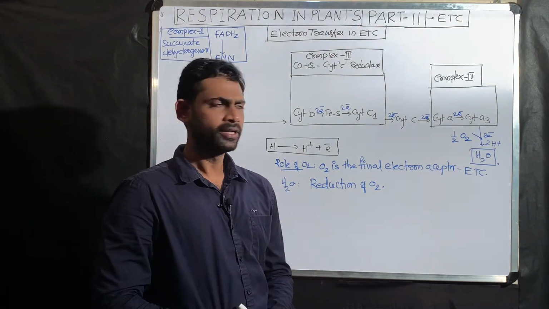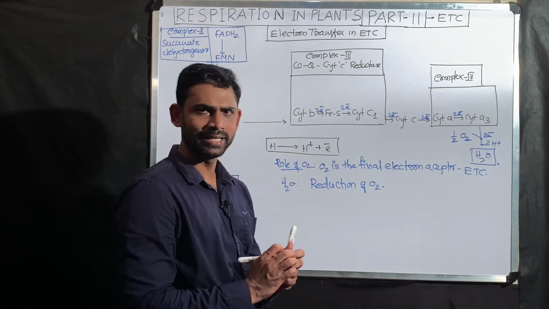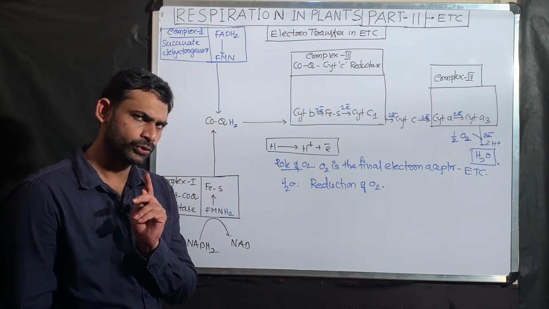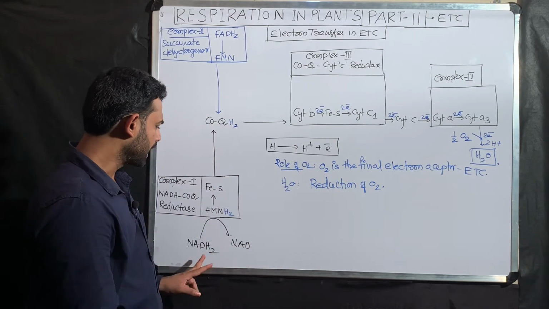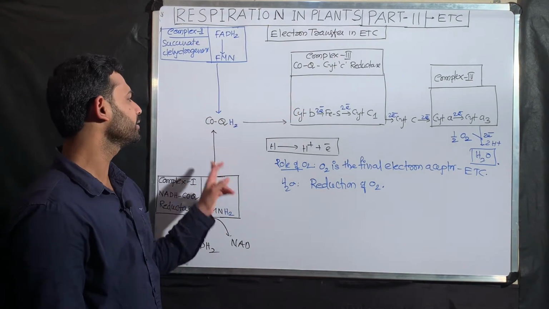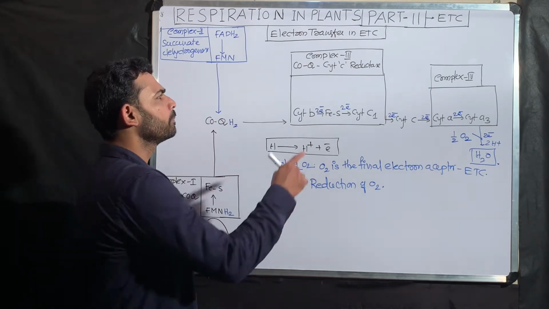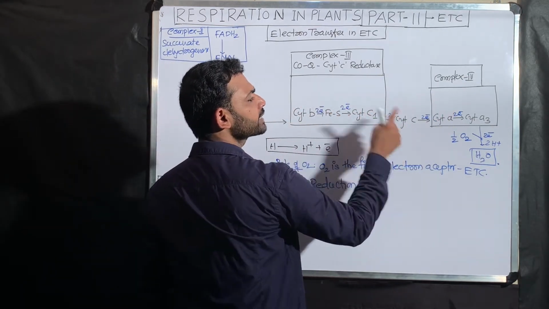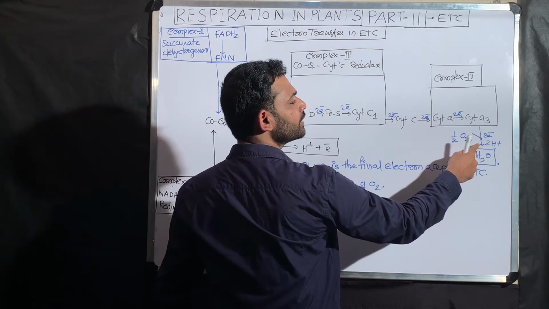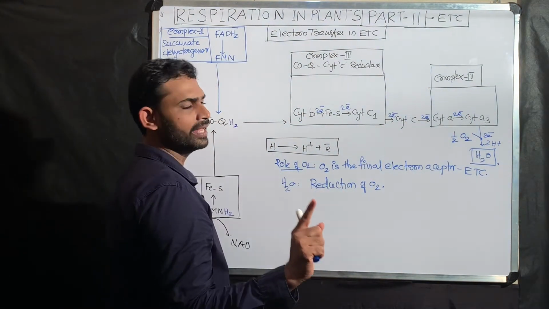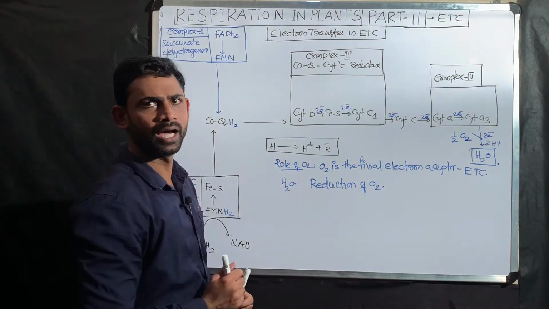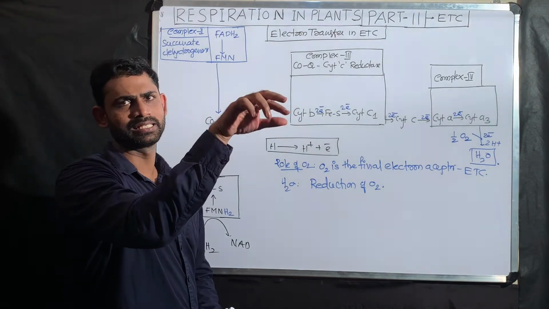Here is one quick summary line. I already explained that if the electron donor is NADH2, electrons are moving from complex 1 to complex 3. Who is connecting them? CoQ. Complex 3 to complex 4 are connected by the cytochrome C. Finally, those electrons are accepted by the oxygen from the cytochrome A3, resulting in the formation of water. Now we come to the second case.